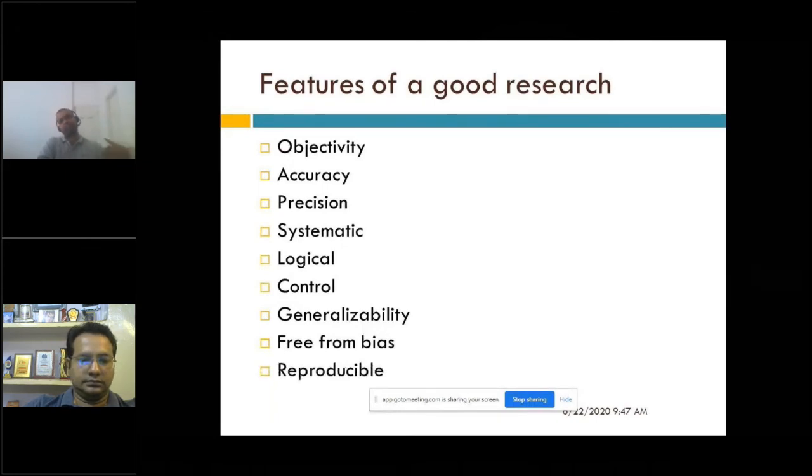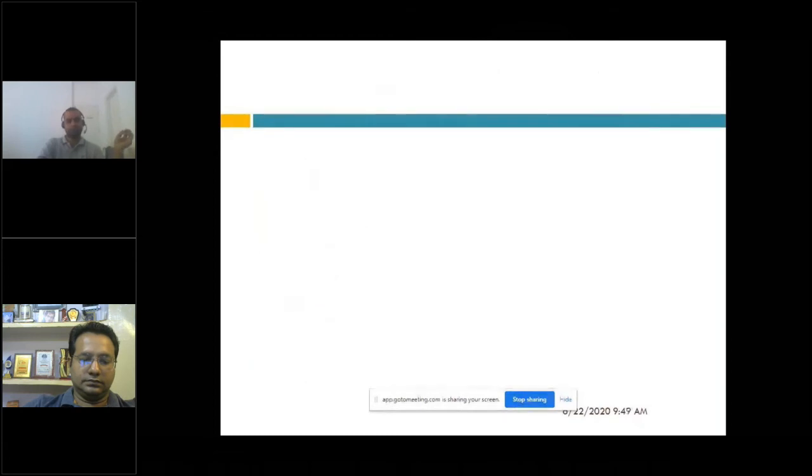Reproducible means that if any person takes the same method, same area, everything the same, and does the research again, the result should be similar to our research. And if not, it means our research is defective. So these are the things in a good research. So this is all about this presentation.